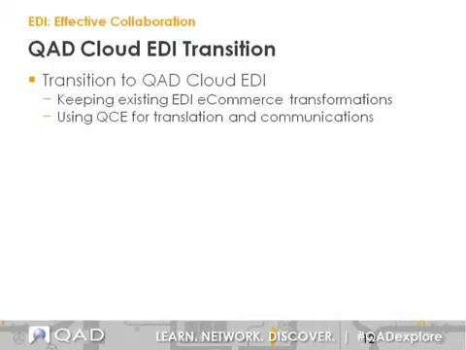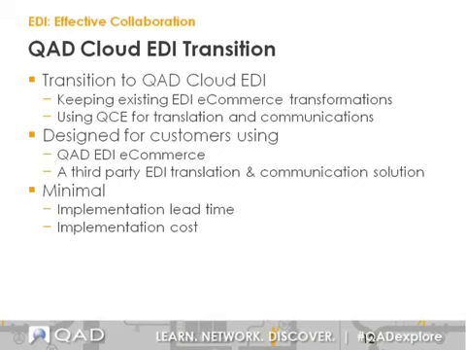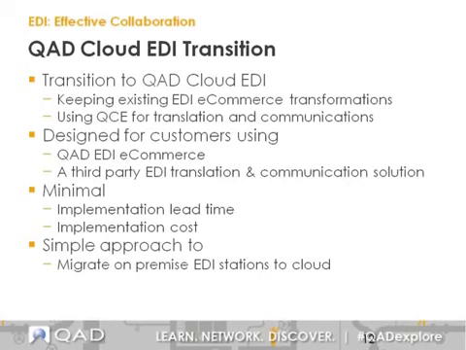So this is designed for customers that are currently already using EDI commerce and using a third-party EDI translation and communication solution, either on-premise or as a van service, whatever the option. This makes these projects have literally minimal implementation lead time. It's pretty seamless, requires some but very limited effort from your side, and of course the implementation cost is also very small. I believe the right English expression is a low-hanging fruit: something very easy to obtain, a very simple approach to obtain the benefits associated with the cloud.